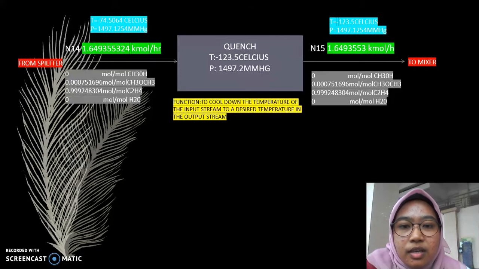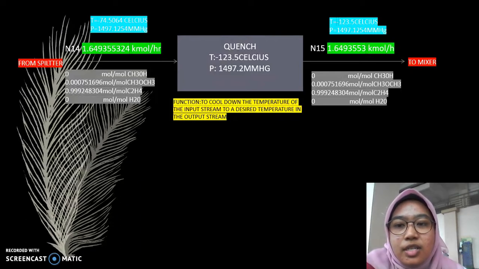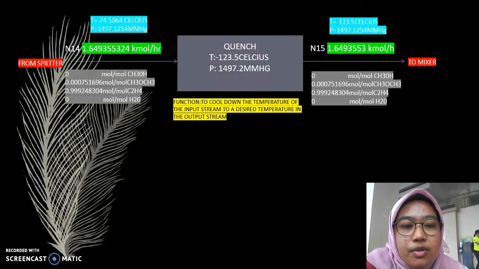So moving on to the next unit, the quench. The function of the quench is to cool down the temperature of the input streams to a desired temperature in the output streams. The molar flow rate of the inlet stream is 1.65 kmol per hour, and the temperature is negative 74.5064 degrees Celsius. The pressure is 1497.1254 mmHg. And the outlet stream is 1.649 kmol per hour, and the temperature is 123.5 degrees Celsius. The pressure is 1497.125 mmHg.